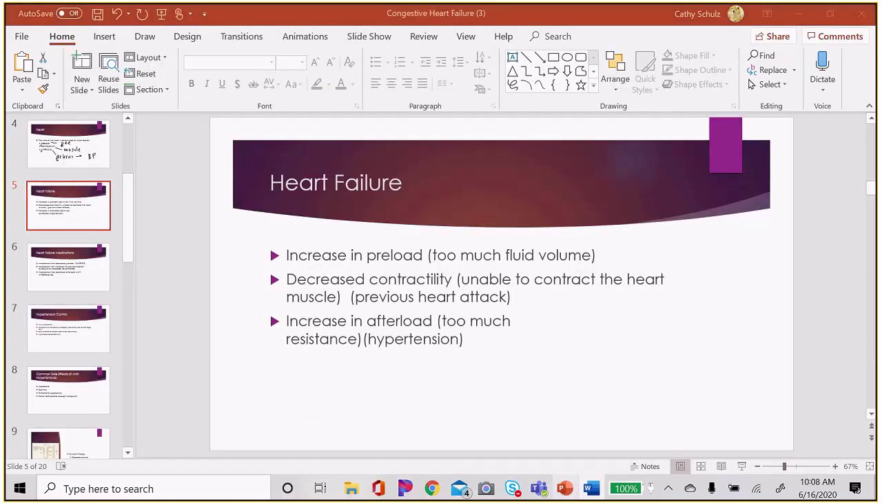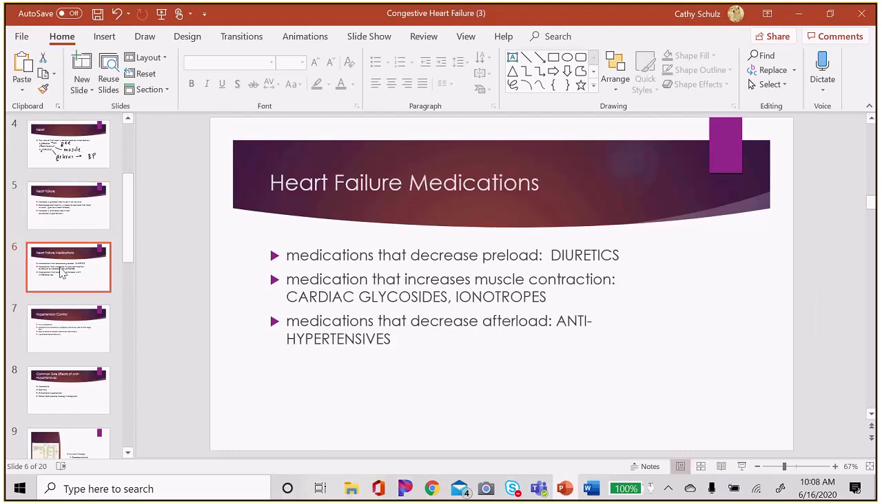Okay, so medications. So that's what we're going to do. We're going to try to fix this. So our medications, just like you guys said, if we want to decrease the preload and decrease the fluids, we can use diuretics. If we want to try to get the heart to pump better and push fluid where it's supposed to go instead of getting backed up in the legs and the lungs, then we can give what are called cardiac glycosides or digoxin. And if we want to make it easier for the heart to pump by decreasing the weight it has to deal with or decreasing resistance, then we can use medications for blood pressure.